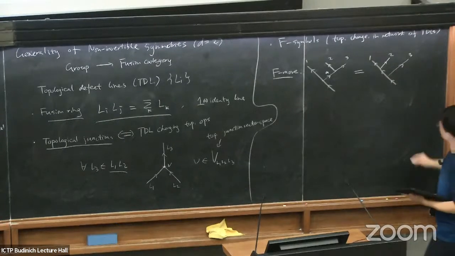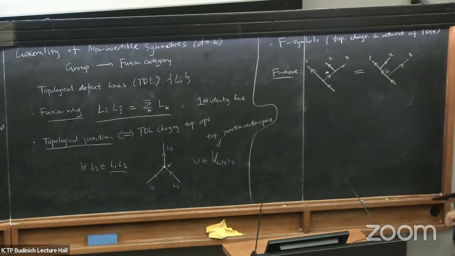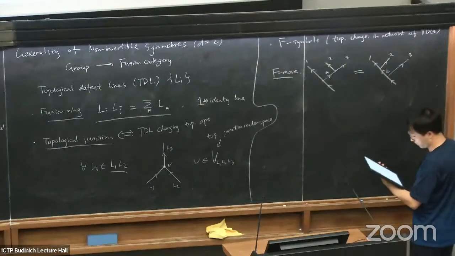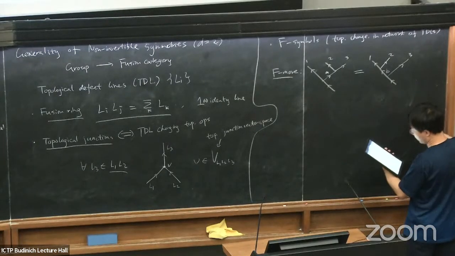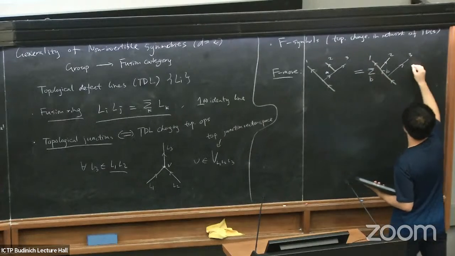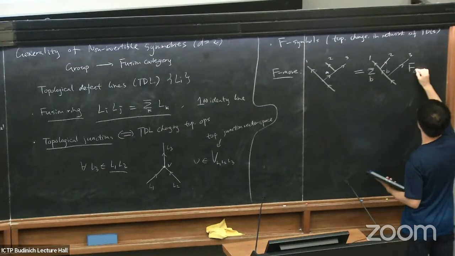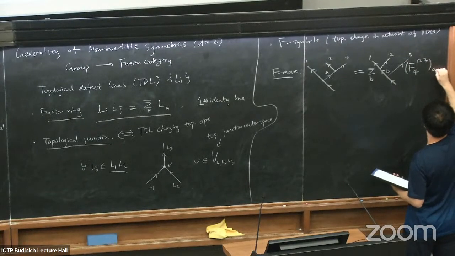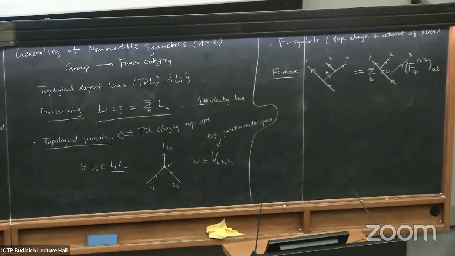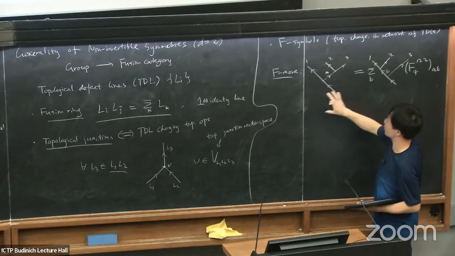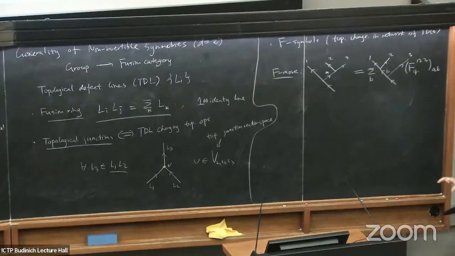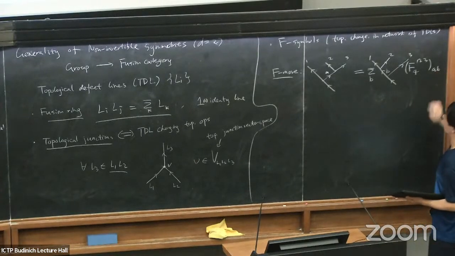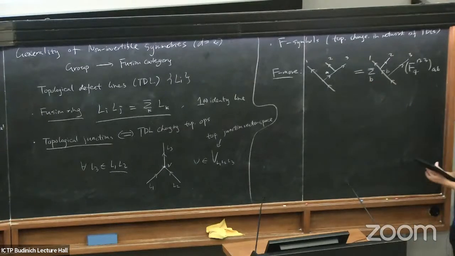Okay. And in general, some other intermediate topological defect line may appear over here. And this change of basis is captured by some numerical coefficient known as the F symbol. Okay. So here, this thing can be thought of as a matrix. The 1, 2, 3, 4 are external labels that specify the external lines that enter into this diagram. And these indices specify the change of basis between these two configurations.